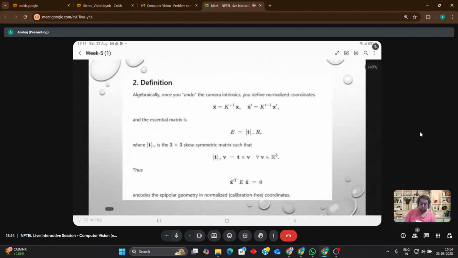By definition, you have to define the normalized coordinates. x you already know, x dash you try to calculate. The essential matrix E is nothing but [t]x R. Here [t]x is not the transpose matrix, it is the 3 by 3 skew symmetric matrix. And already in the previous session, when a matrix is given, I told you how you can calculate the skew symmetric matrix.